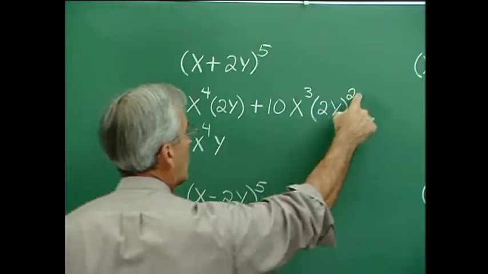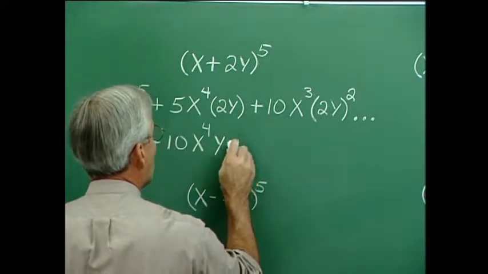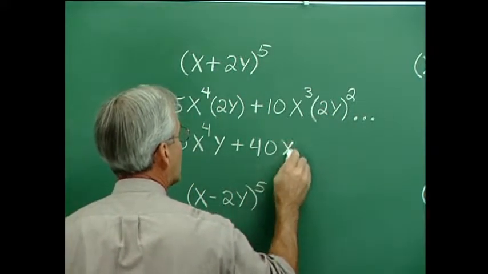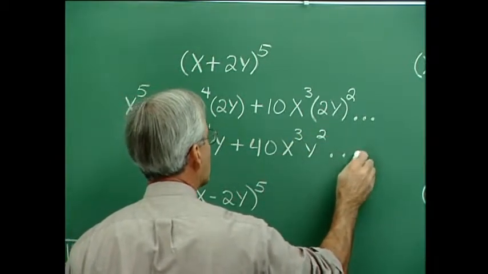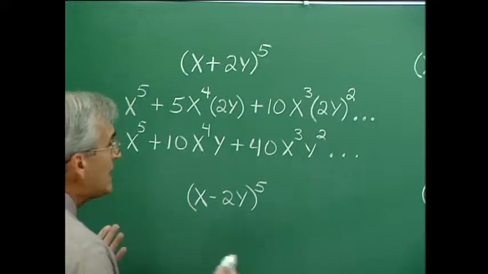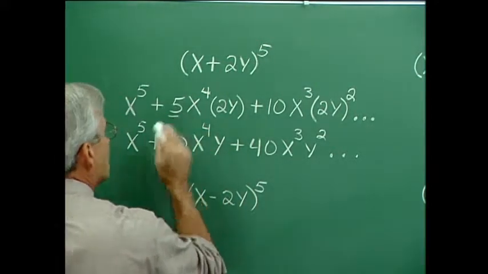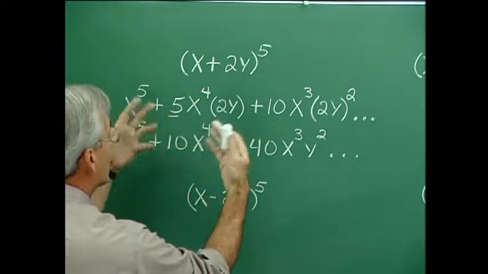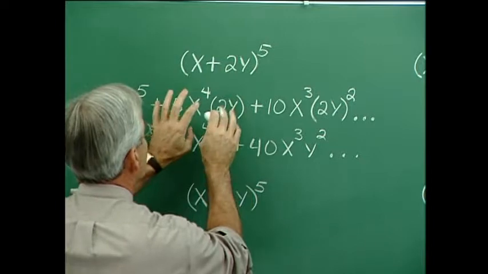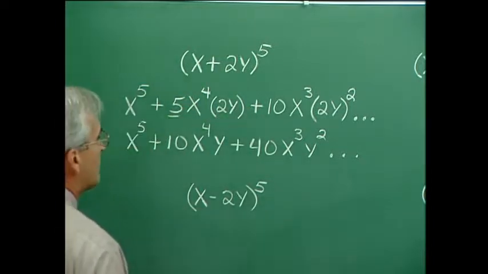And then here we're squaring 2y. So squaring the 2 gives 4. 4 times 10 is 40. And then x cubed y squared. And then on we go with the expansion. So the idea is that we have a naturally occurring coefficient, and then we have some extra factors that may occur by virtue of raising the separate parts of the binomial to certain exponents.